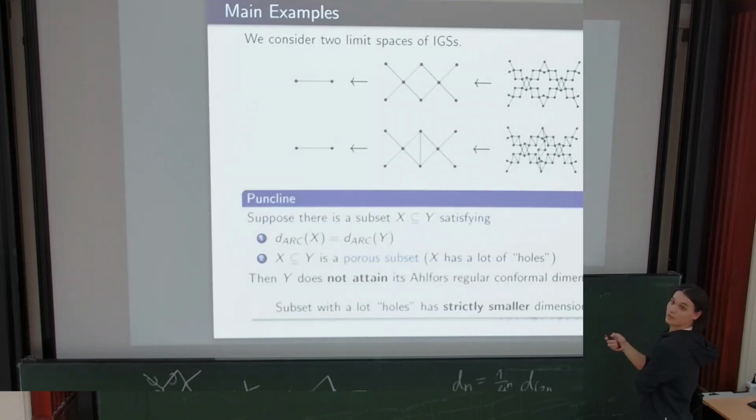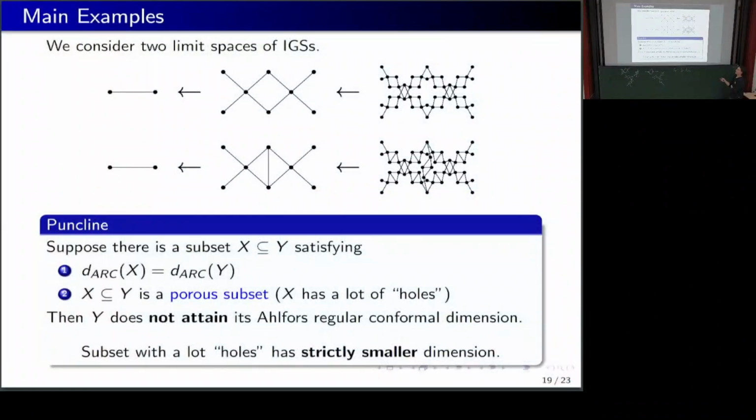So the goal now is to show that this second example does not attain its Ahlfors regular conformal dimension. And to show it, I use the following general result. It says that if I have any metric space and any subset of it, such that the subset is a porous subset, then they cannot have the same Ahlfors regular conformal dimension. The porous subset means that the set has a lot of holes.